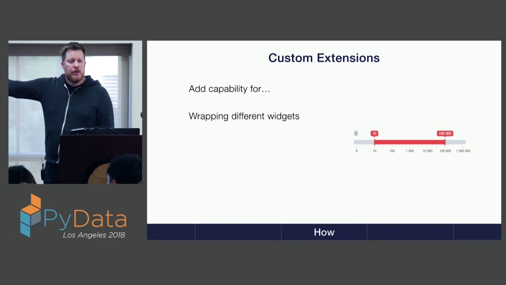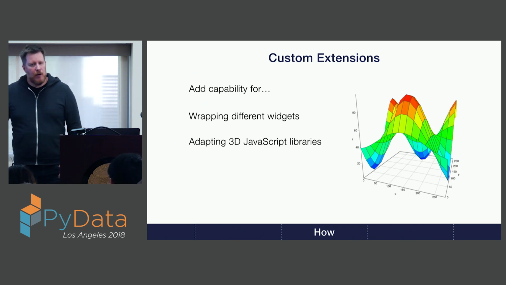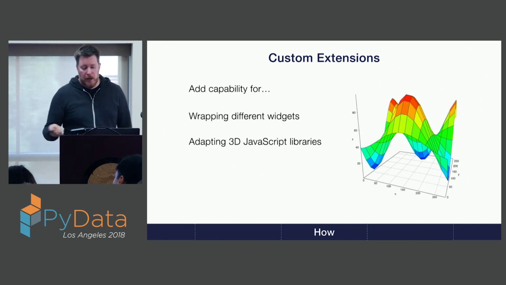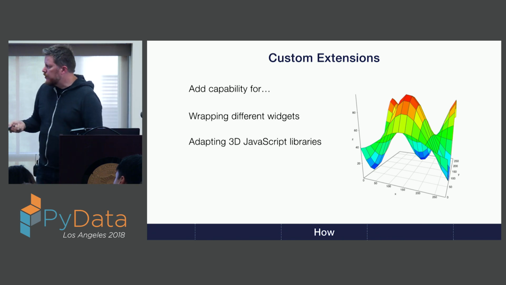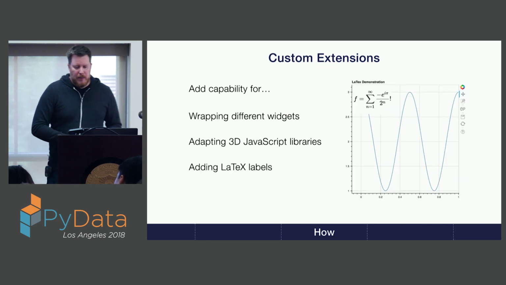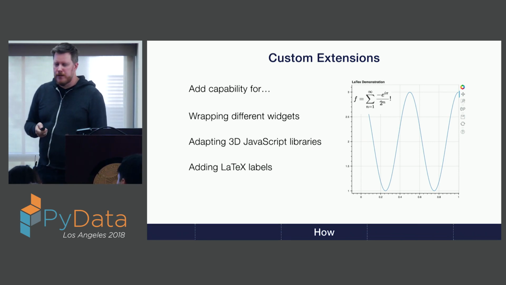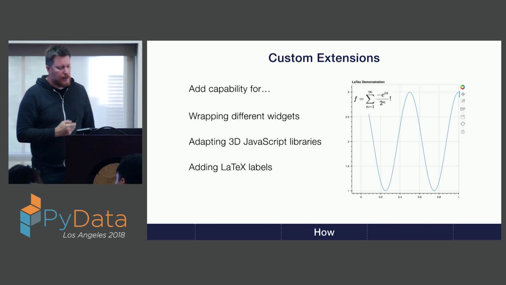Not built into Bokeh, but you can use it with Bokeh by writing an extension to do that. If you want to wrap some 3D library, there's no 3D capability built into Bokeh, but you can wrap 3D JS widgets and connect them to PyData tools by using Bokeh. Adding LaTeX labels. One of our longer term goals is to make this more built in, but right now if you want to use LaTeX labels, you can use a custom extension to do that.